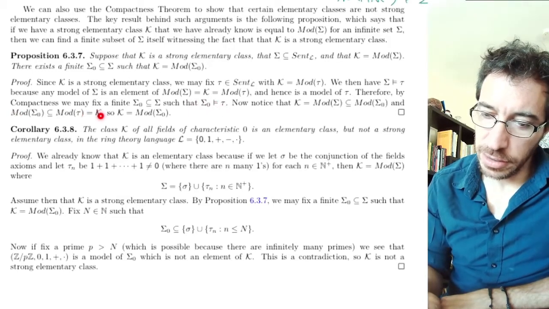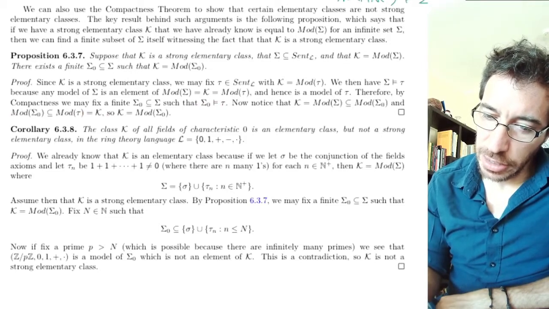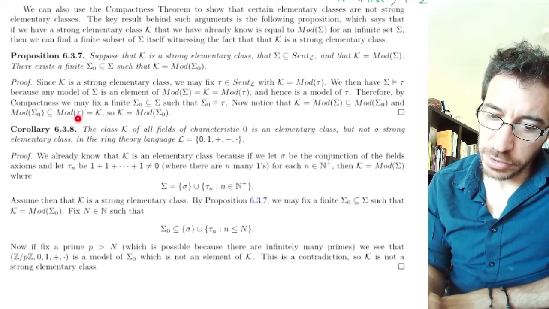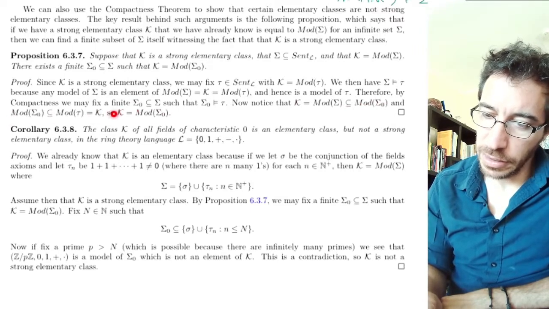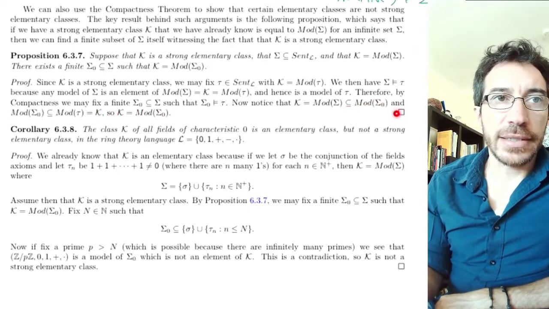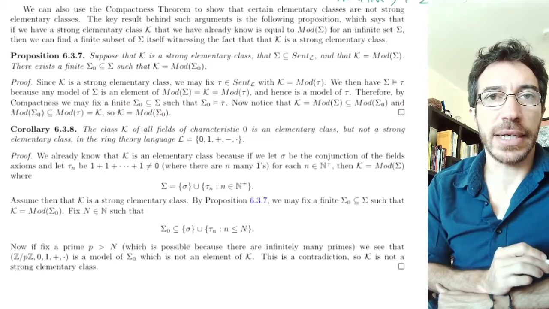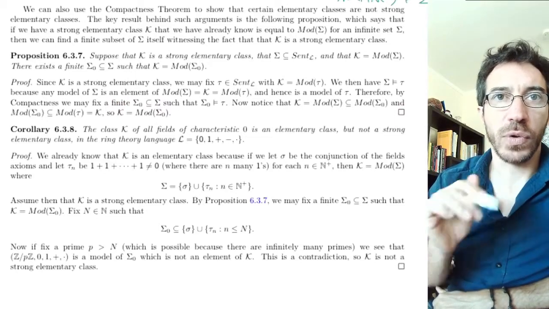That is K. So we got that, then it says K is a model of sigma 0. Why is that? Well, because K is included in the models of sigma 0, and sigma 0 is included in the models of K, so you get they are the same. And that's it, because we got sigma 0 is a subset of sigma, and it's finite, and its models are exactly K. Cool.